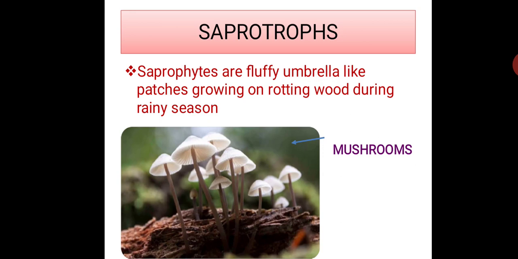The plants which use saprotrophic mode of nutrition are called saprophytes. And examples of saprophytes are mushrooms.